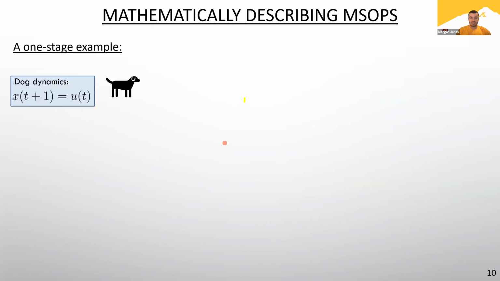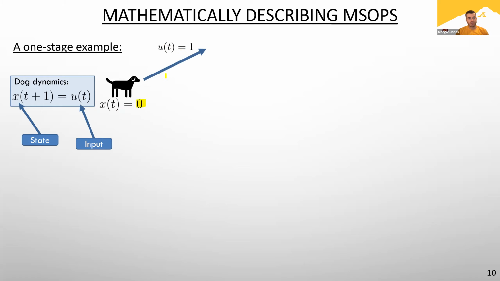So to mathematically describe multi-stage optimization problems, we'll first consider a one-stage example. Suppose the agent is a dog, and we can represent the dynamics of the dog using this very simple equation that has a state and an input. Then if the dog is initially at a state that we label as 0, if the dog chooses to use an input of +1, then according to the state dynamics, the dog will move to a state +1 that's represented as the dog kneeling, and will receive a reward of 2 sweets.